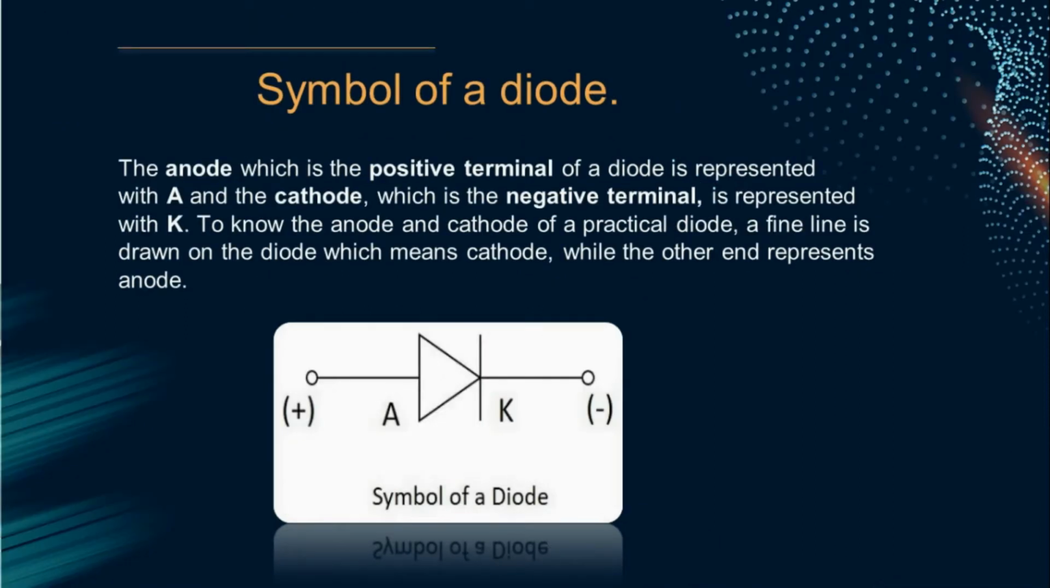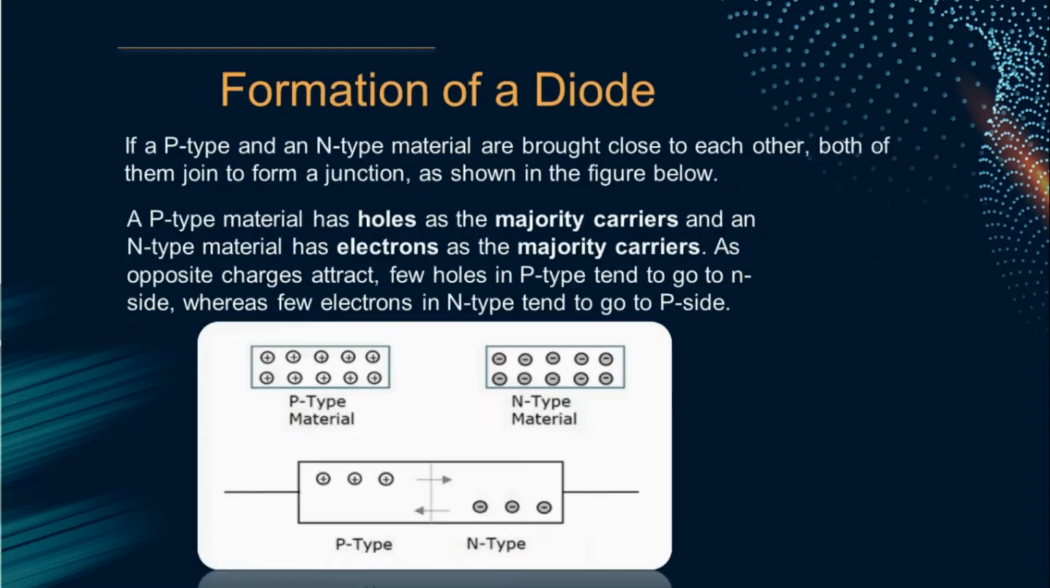Symbol of a diode. The anode, which is the positive terminal of the diode, is represented with A, and the cathode, which is the negative terminal, is represented with K. To identify the anode and cathode of a practical diode, a fine line is drawn on the diode, which means cathode, while the other end represents the anode.